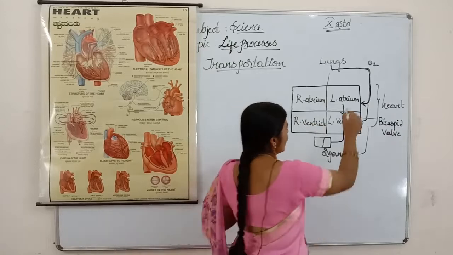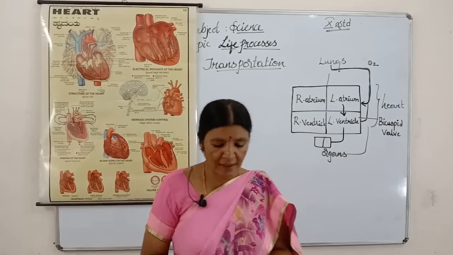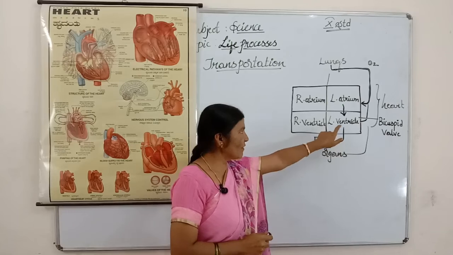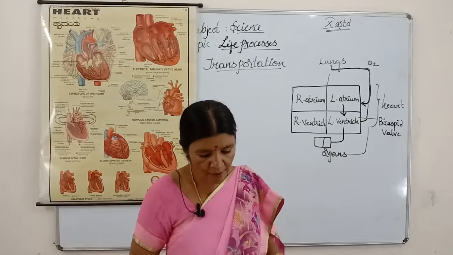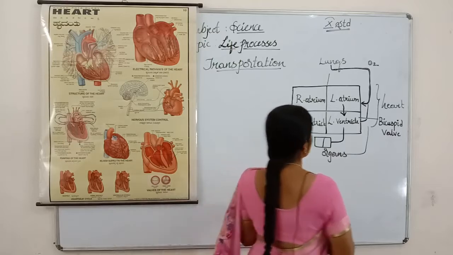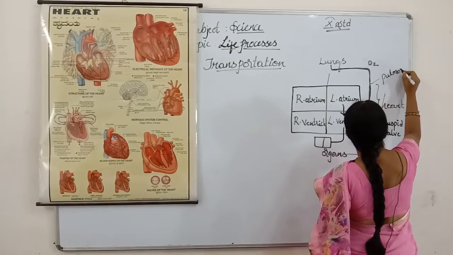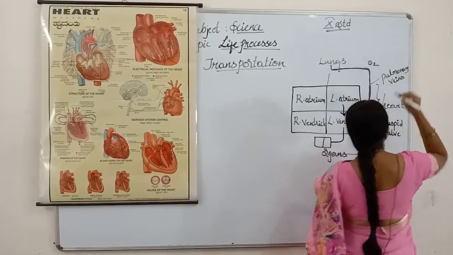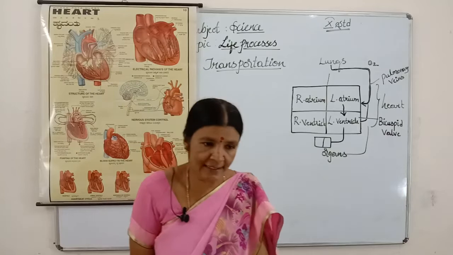The pathway taken by the blood from the left ventricle to the organs, left ventricle to the organs, is a pathway that we call pulmonary vein. We call it pulmonary veins.